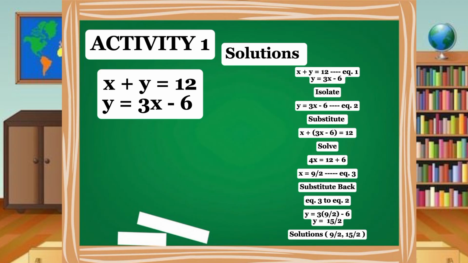Now substitute back equation 3 to equation 2. We have now y is equal to 3 times 9 over 2 minus 6. And the value of y is equal to 15 over 2. Now we have the solutions: 9 over 2 and 15 over 2.